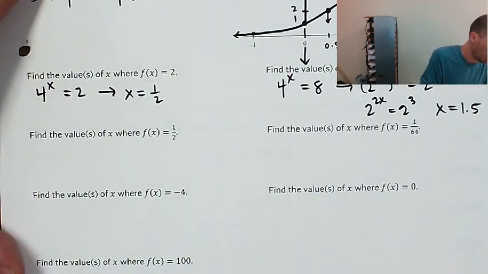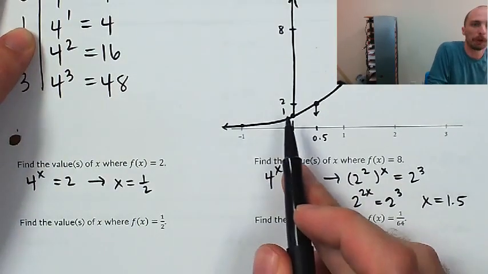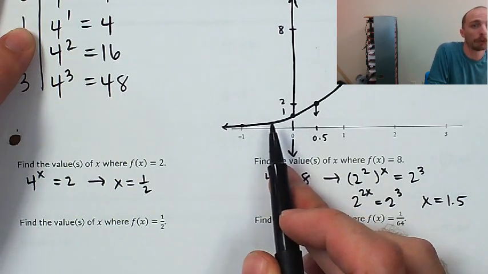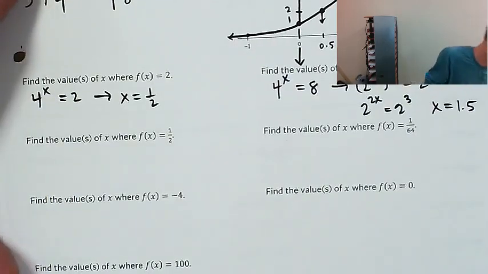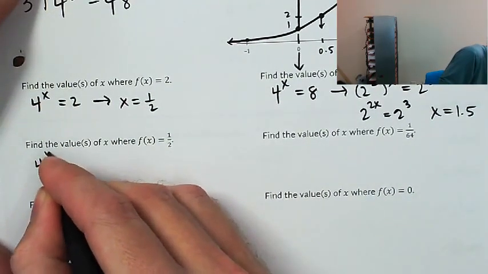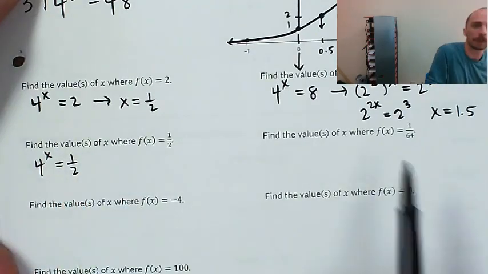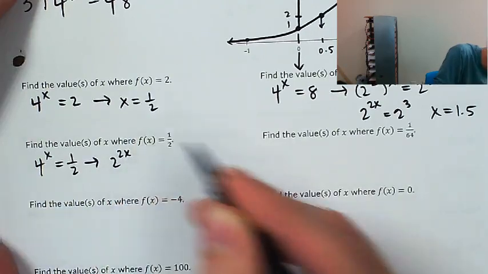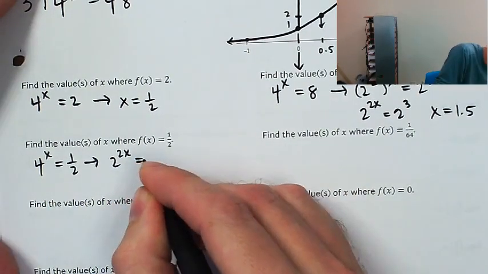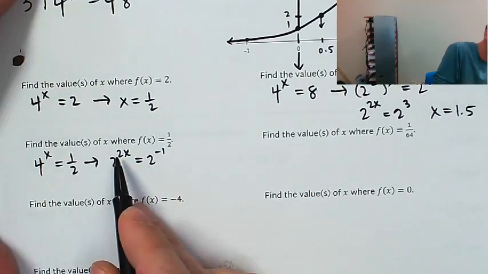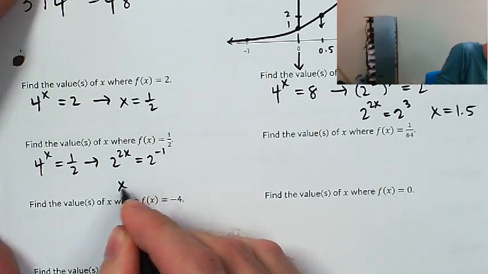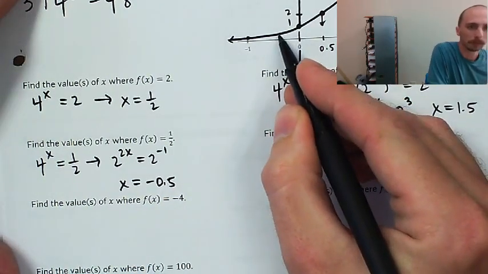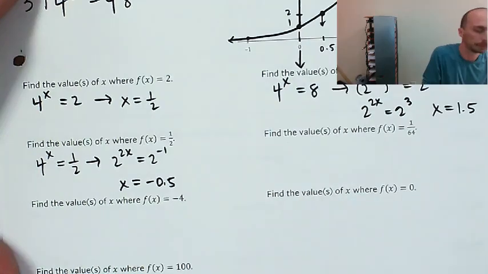Right. Find the values of x where f of x equals 1/2. Okay, well, if it's below y equals 1, it's going to come over here and it's going to return me a negative value of x. So I should expect to see a negative value. So 4 to the x equals 1/2. I think I'm going to use the same technique I used over here. Both of these are a power of 2. So 4 to the x is 2 to the 2x. We can kind of skip that step. And 1/2, that's 2 to the negative 1. So 2x equals negative 1. X equals negative 1/2. Okay, and that seems reasonable. Looks like it's going to hit somewhere there.